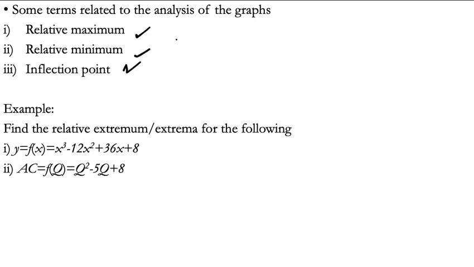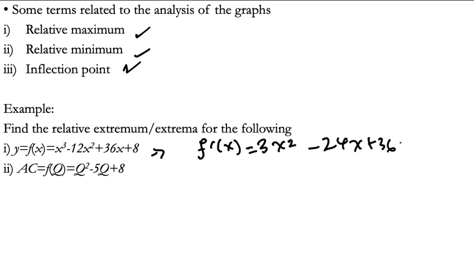Now, how to find the relative extremum or extrema for the following? If we only have one point of maximum or minimum, we call it extremum. Extrema is just the plural. So let's do the first one. Let's say f prime x for the first one is equivalent to 3x squared minus 24x plus 36, isn't it?